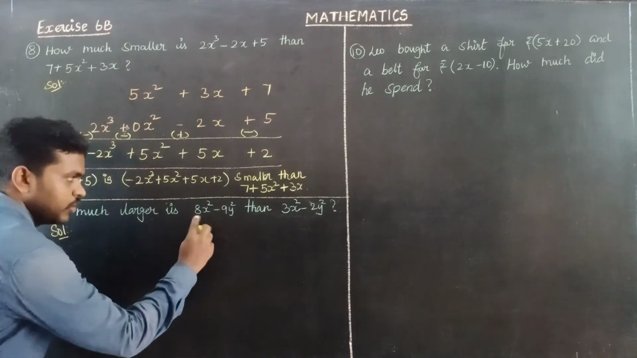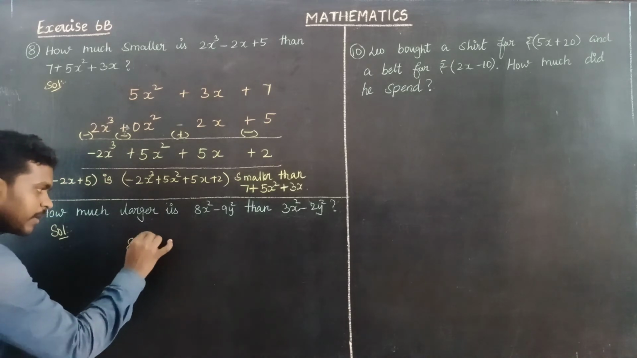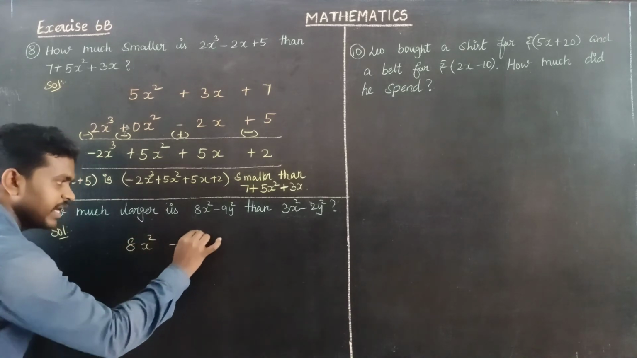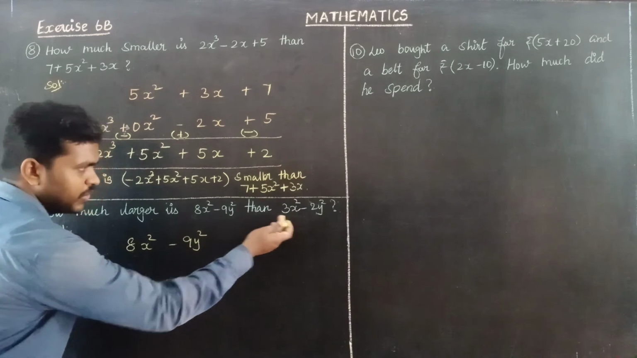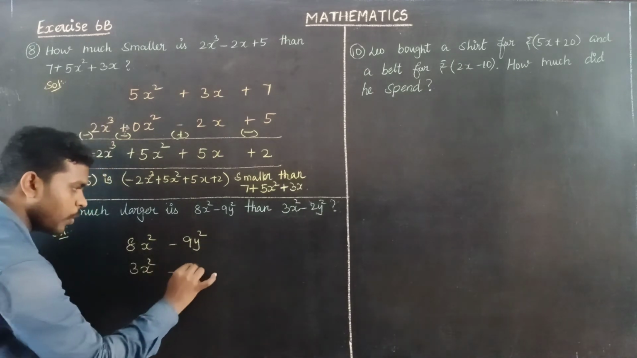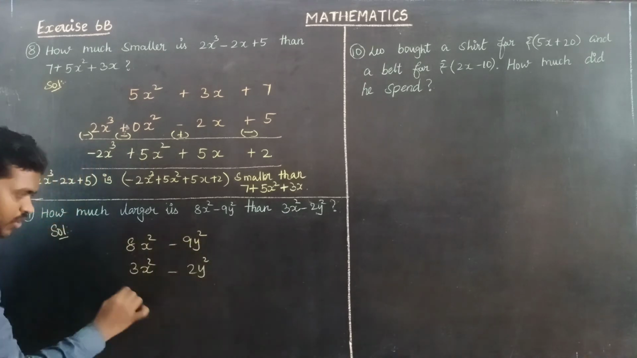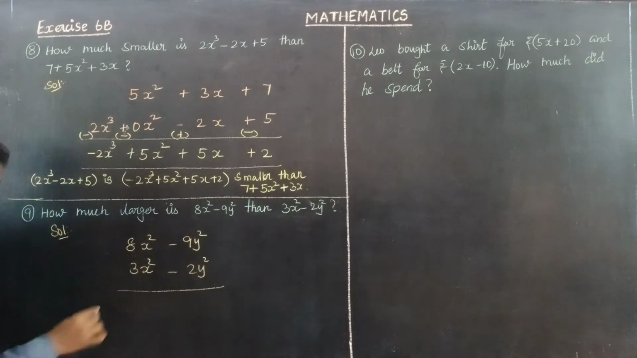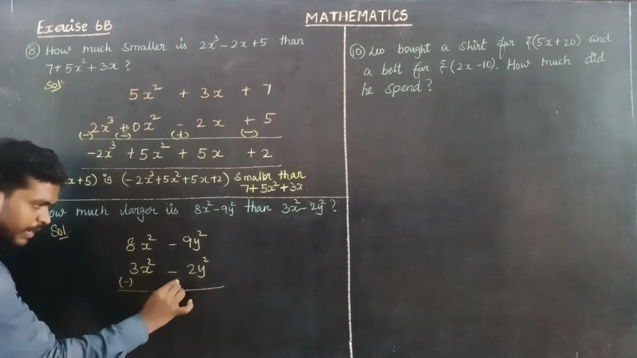This is the greatest value, 8x square minus 9y square. The smallest value is 3x square minus 2y square. Like terms are arranged, and we subtract. Plus in the second becomes minus, and minus becomes plus.